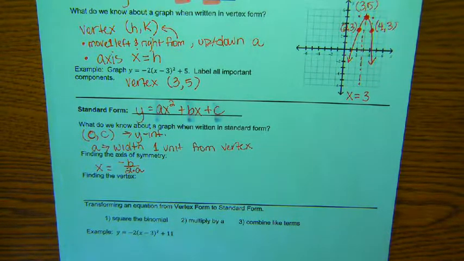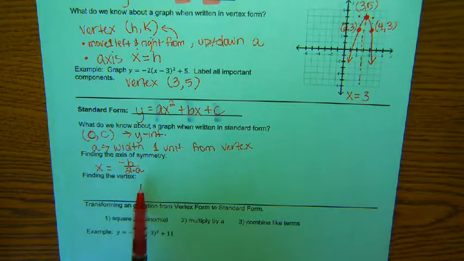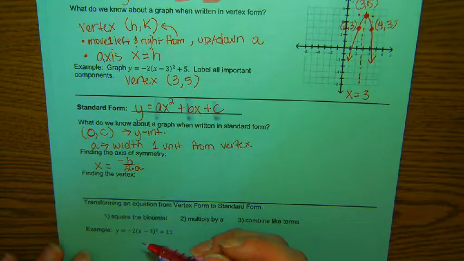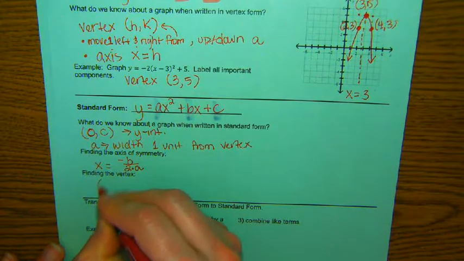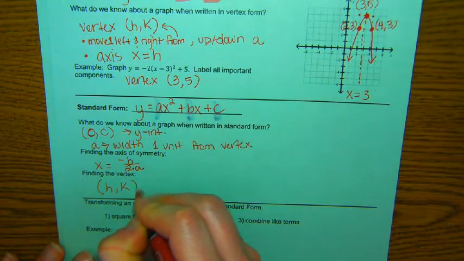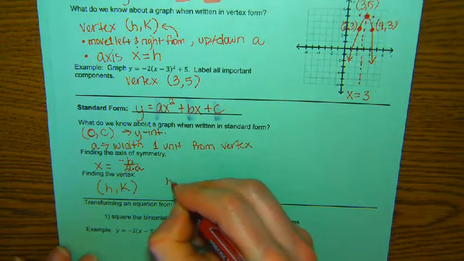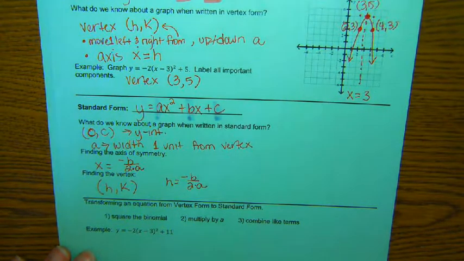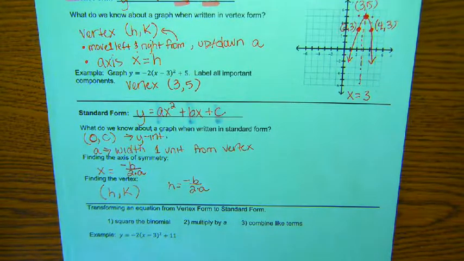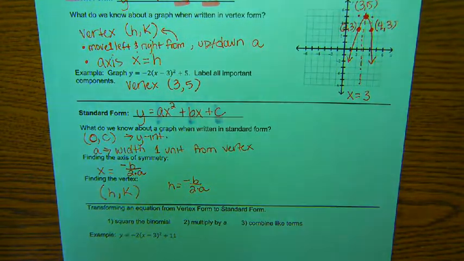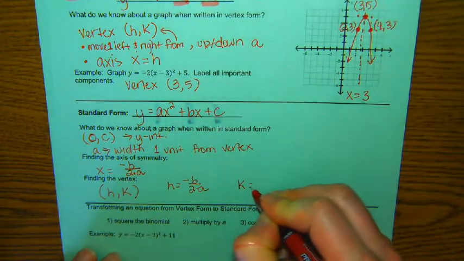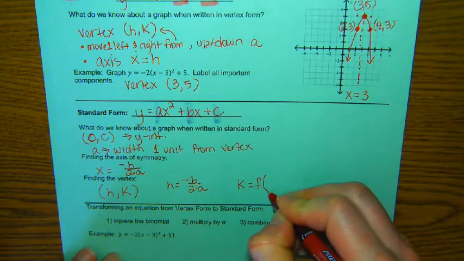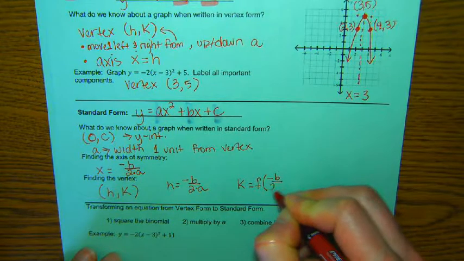Now, here's one good little thing. Do you remember up above how I said the axis had to go through the vertex? So once you find the axis, you already know one of the coordinates of the vertex. The vertex we usually call H, K, and H is going to be what we found for the axis, negative B over 2 times A. How are we going to find K? We are going to do f of negative B over 2 times A.